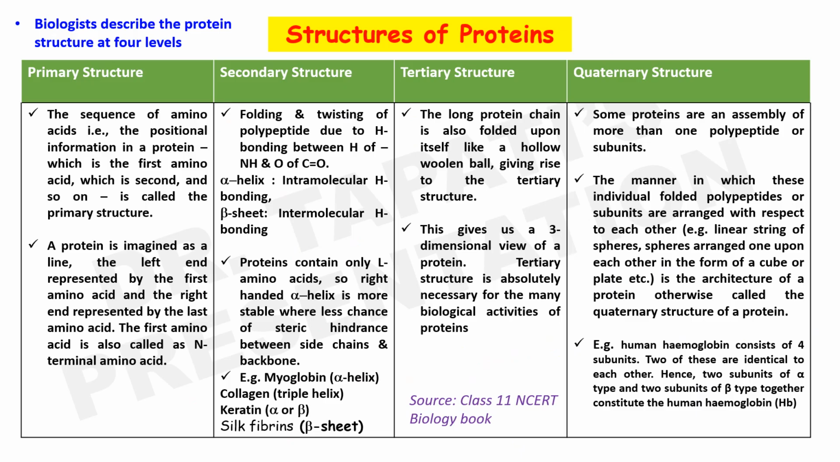Biologists describe protein structure at four levels: primary structure, secondary structure, tertiary structure, and quaternary structure. The primary structure is the sequence of amino acids, that means the positional information in our protein: which is the first amino acid, which one is the second, and so on. A protein is imagined as a line. The left end represents the first amino acid, and the right end represents the last amino acid. The first is called the N terminal, and the last is the C terminal end.